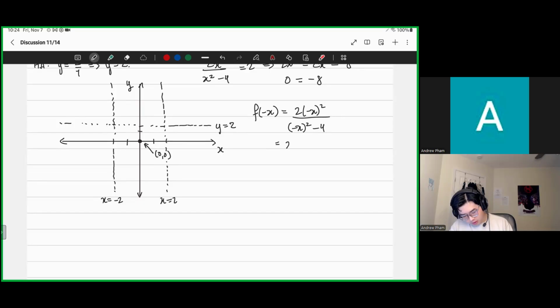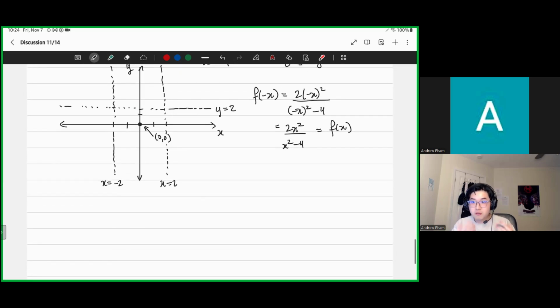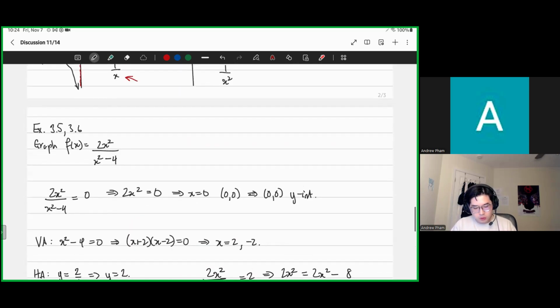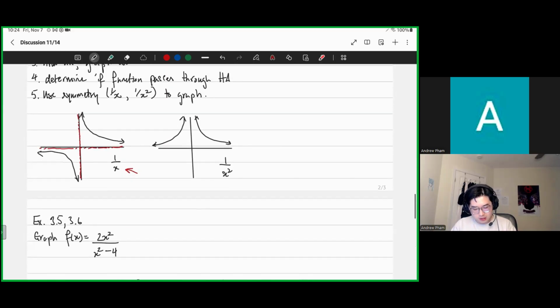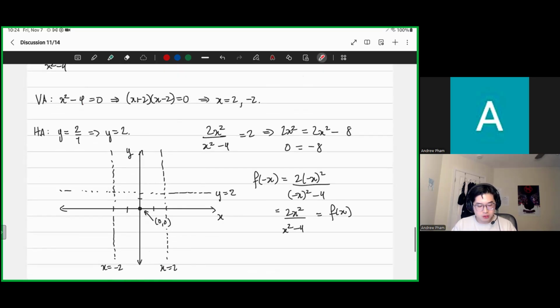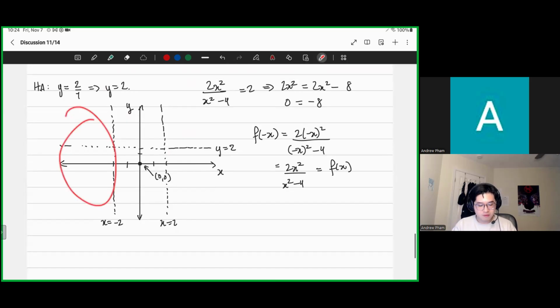We know that this is just 2x squared over x squared minus 4, but this is just f. So our function is even. That means we can superimpose the left half and the right half of the parent function 1 over x squared onto the leftmost half and the rightmost half of my current graph.